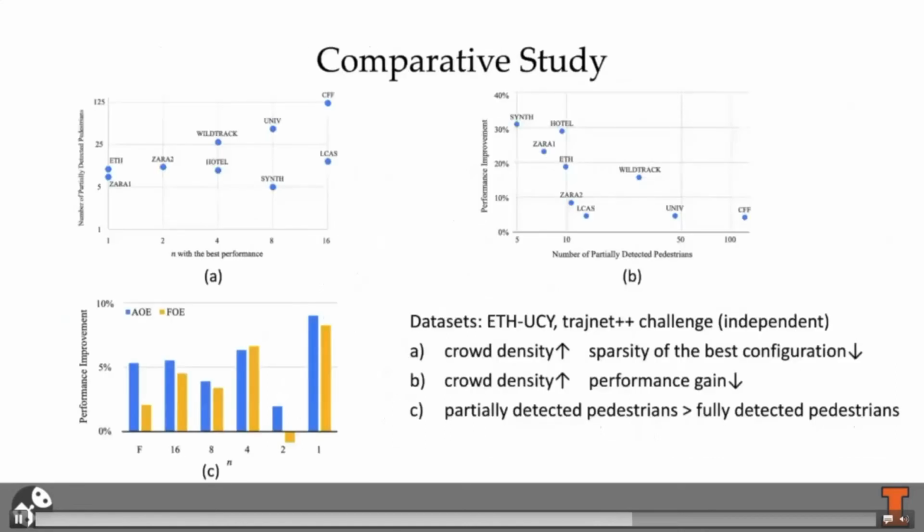We perform a comparative study over various configurations of GST. In addition to ETH-UCY, we include 4 scenes from the TrajNet++ challenge. We found GST performance is affected by the crowd density of the scene. We also observed that using partially detected pedestrians as input generally has worse performance than fully detected pedestrians.